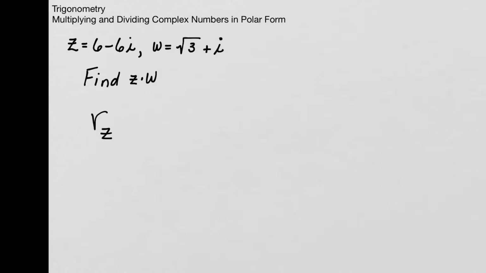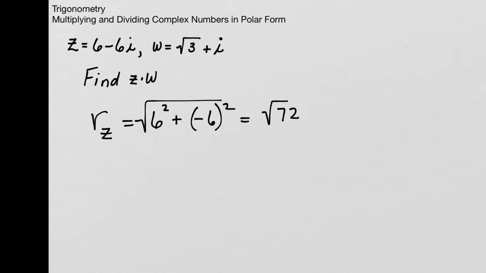So I want to find the r value for z, then I'll find the r value for w later. So the r value for z is 6 squared plus a negative 6 squared, and then we take the square root of all of that. And that's 36 and 36, which is 72. And when I simplify that radical, I get 6 square root of 2.